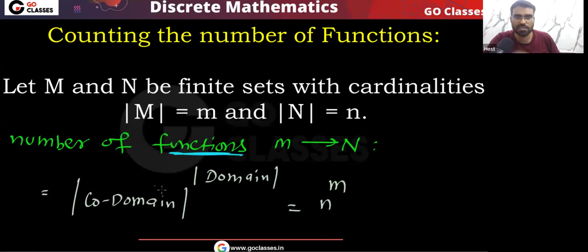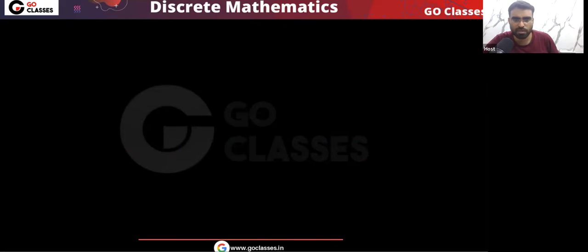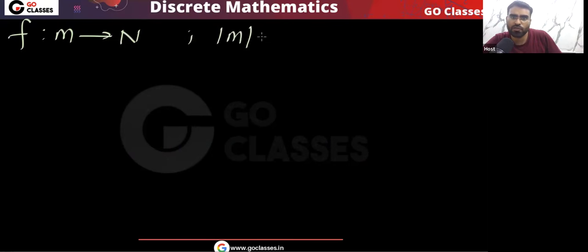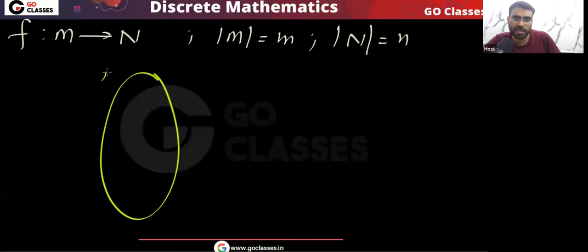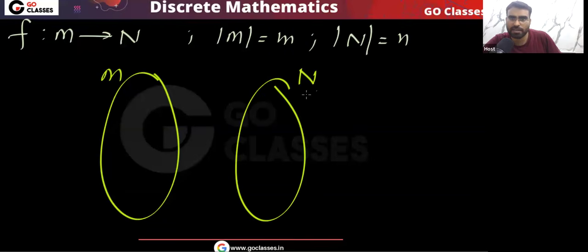And why? What is the reason? Can you prove it? Yes, of course, you can easily prove it. Very simple. You have a function from m to n where the cardinality of m is small m and the cardinality of n is small n. Now, you can easily see that this is your set m, this is your set n. This has total m elements, let me assume a1, a2, and so on, am, and this has b1, b2, and so on, bn.